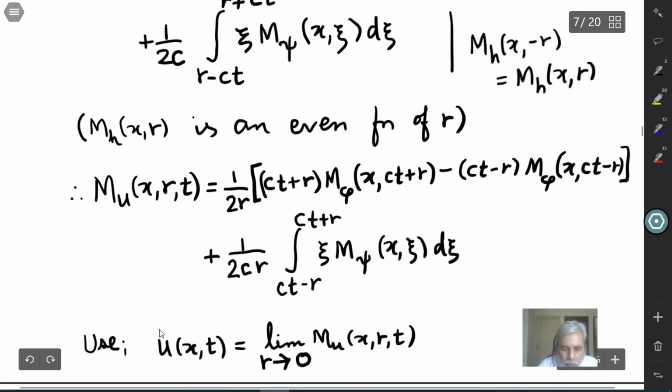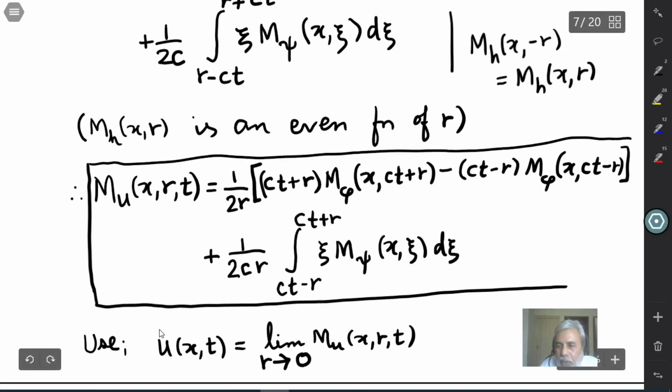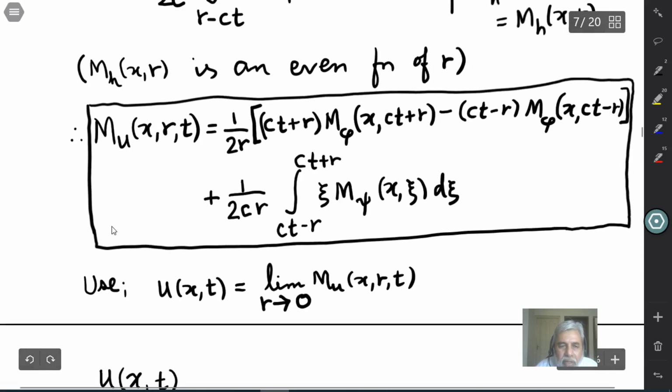Okay, so we have obtained a formula for the spherical mean function of the solution, and from there we would like to get a formula for u itself. This is where the usefulness of the spherical mean functions comes into play. If we take the limit as r goes to 0, we get back the original function. So this is what we have to do.